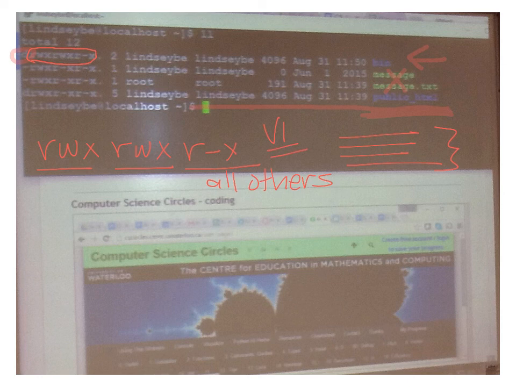Last comment, everyone should be working on their Computer Science Circles coding. We'll have a little time to work on that next week, and we're also going to be putting some of our own code in the Linux box starting next week.